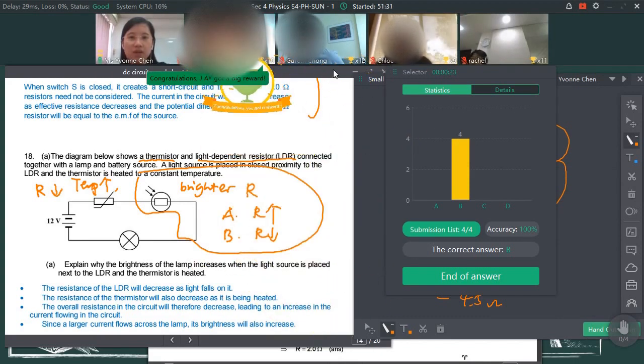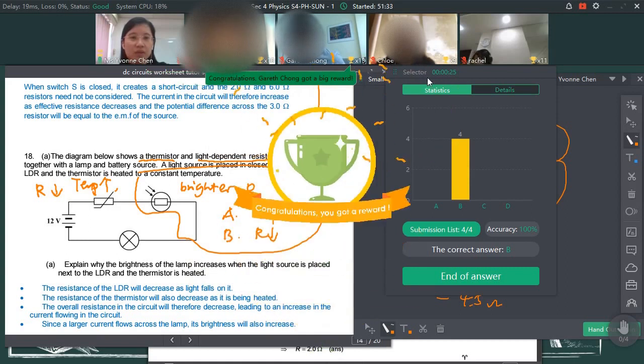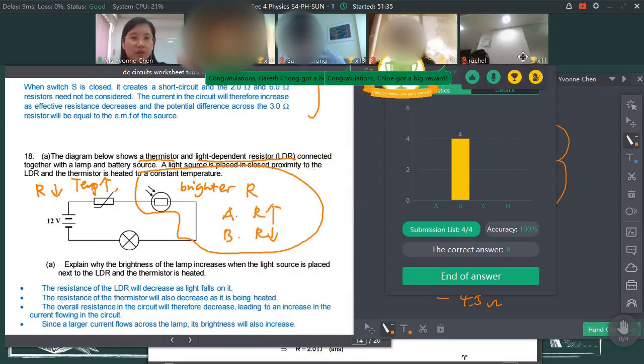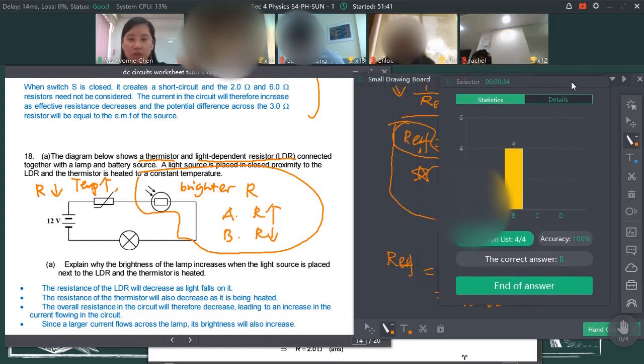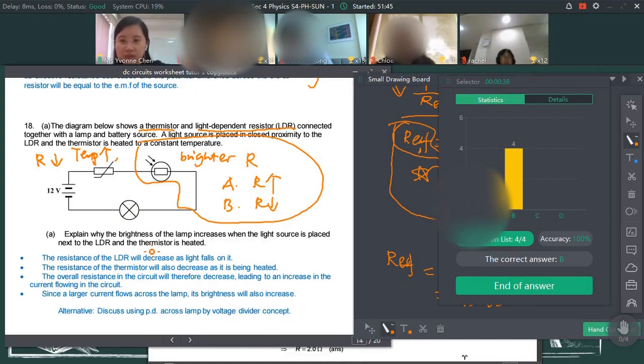Okay, well done. We can then continue to talk about the effect now. So basically the resistance of the other two both decrease in value. Then what happened to the overall resistance? The LDR decreases its resistance. You must explain these two clearly. Then the overall resistance decreases as well, leading to an increase in the current.